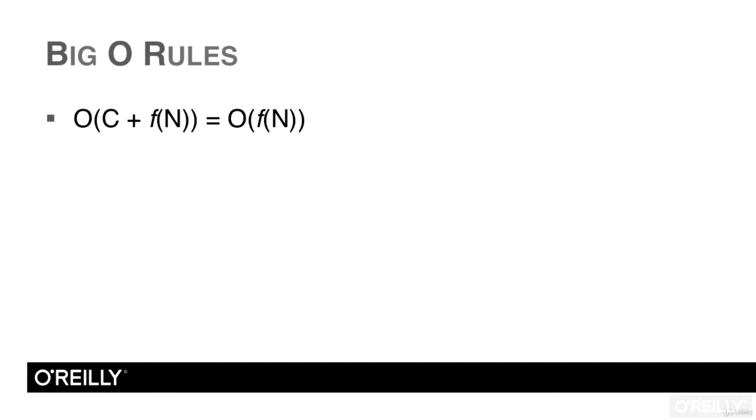Notice that this rule also means you could ignore constants that are added to a function. For example, order c plus f of n, for some constant c, is the same as order f of n. That's because the constant c is also a function, it just has a constant value. Because a constant is smaller than any function that increases as n increases, you can ignore the constant. That's rule 3. If the behavior depends on the sum of two functions, you can ignore the smaller function.